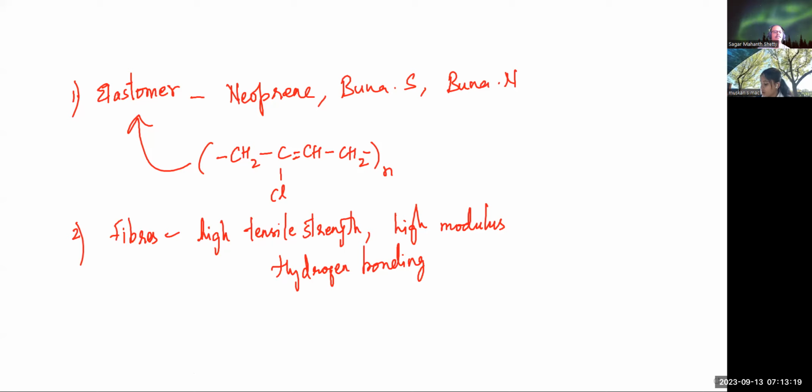Because of these strong forces present, it also leads to close packing of chains, because whenever the forces are high, you can see that these polymer chains will be very closely packed to each other, due to which it can also give you a crystalline nature. So that's another thing.